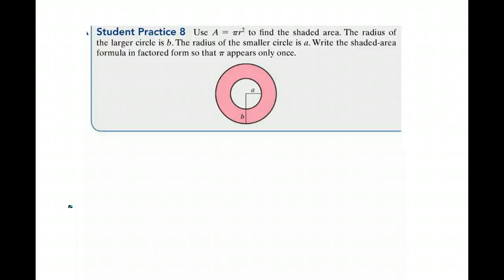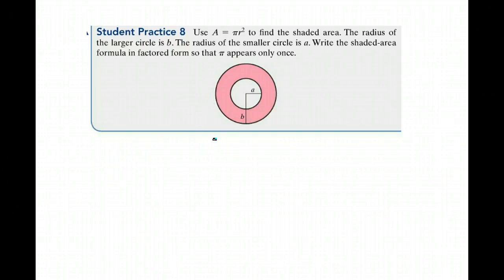Okay, by now you should have had an opportunity to complete student practice 8. This problem says that we're going to use the area formula for a circle to find just the shaded region. The radius of the larger circle is b, and the radius of the smaller circle is a. Write the shaded area formula in factored form so that pi only appears once.